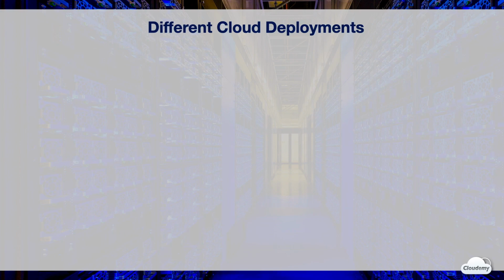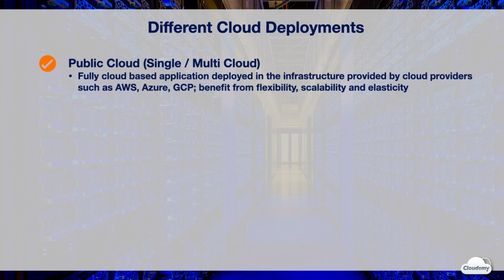There are three different cloud deployments. They're public cloud, hybrid cloud, and private cloud. Public cloud means the application is fully deployed in the infrastructure of cloud providers. This can be a single cloud or multi-cloud. Companies can use different cloud providers for data storage, data warehouse, and data analytics at the same time.